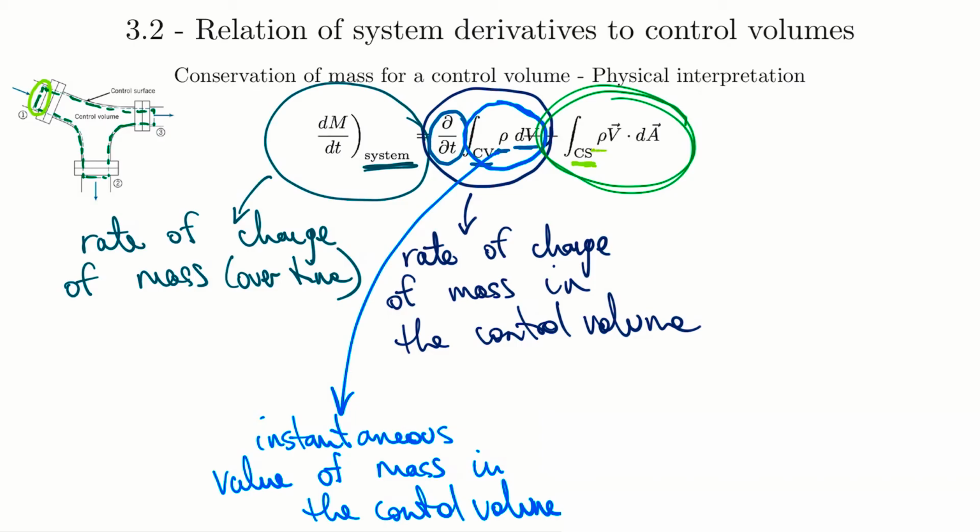So it's rho V, density times velocity, dot product with the area. So what's going on here? Again, maybe some of you are okay with this, but a lot of people don't like this type of calculus expression.